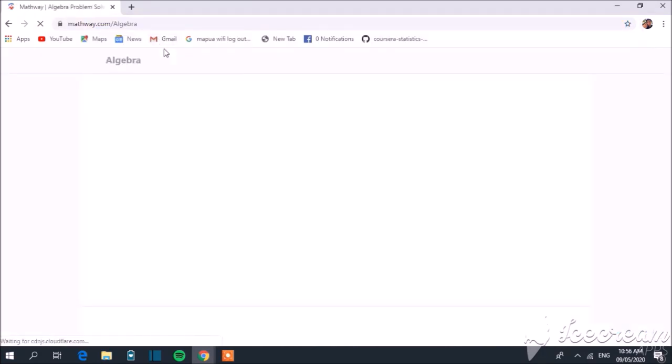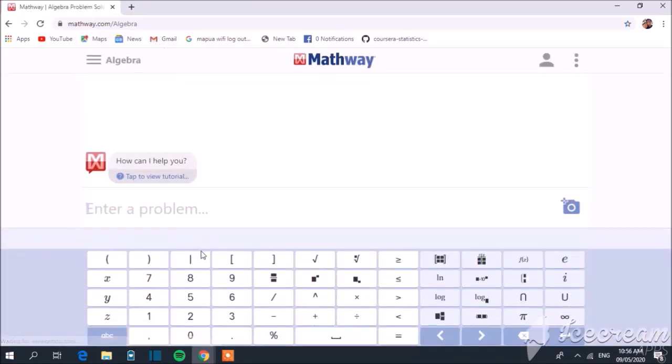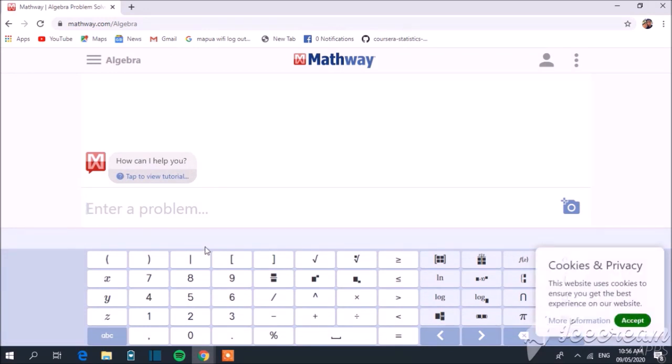It's MathWay Algebra Problem Solver. With MathWay, it's mostly on algebra related problems. And since most math stuff are rooted on algebra, most things break down to algebra. Algebra is like the backbone. You can clearly put an algebra equation here.